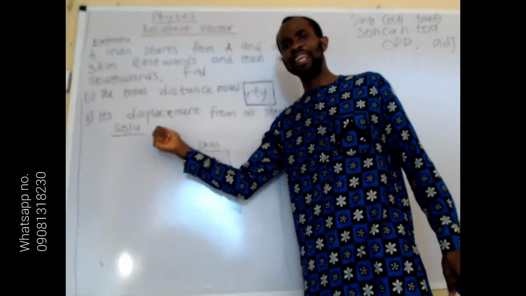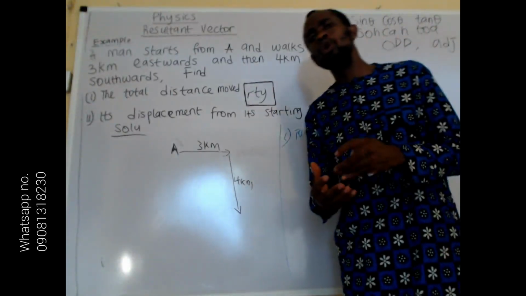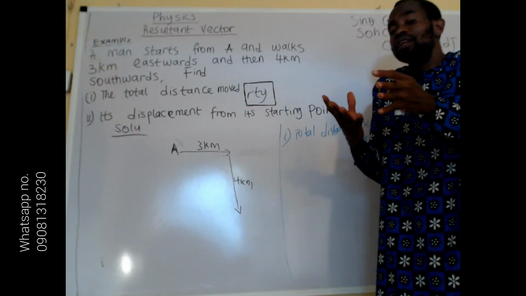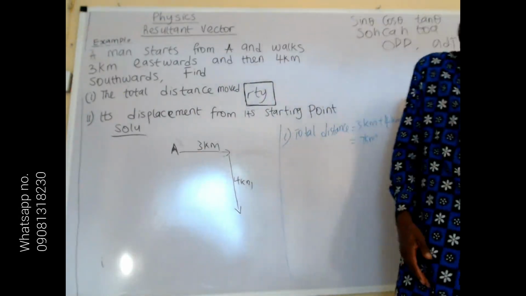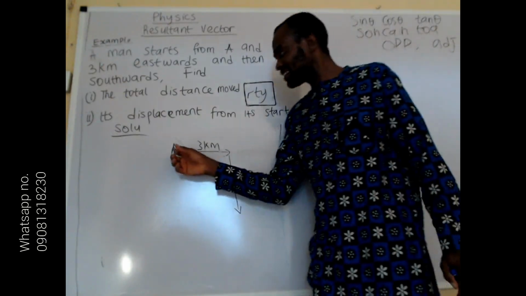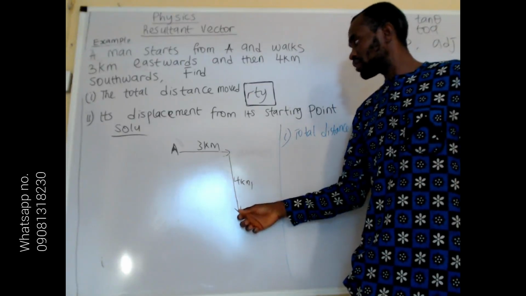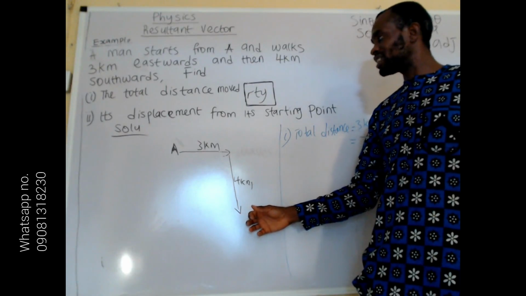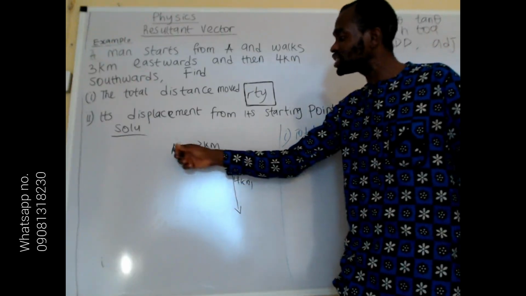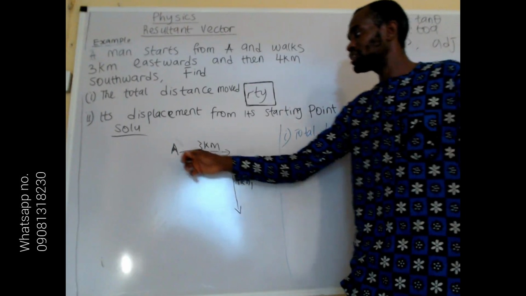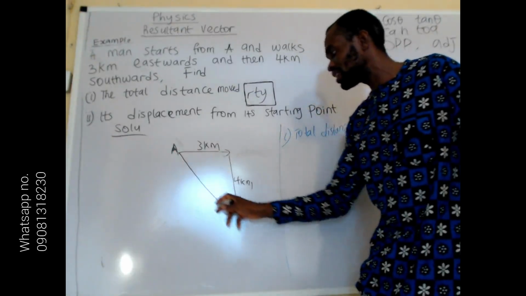But the other question is displacement: find its displacement from its starting point. Displacement is not a scalar quantity. It is a vector quantity, so it includes both magnitude and direction. Now the man started here, moved with a displacement of this, then moved with a displacement of this. The question asks for the displacement from his starting point, which is always a straight line joining the 2 points, which is the resultant vector.